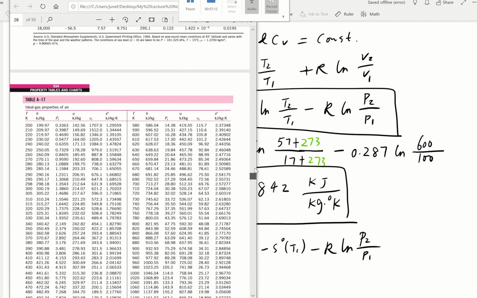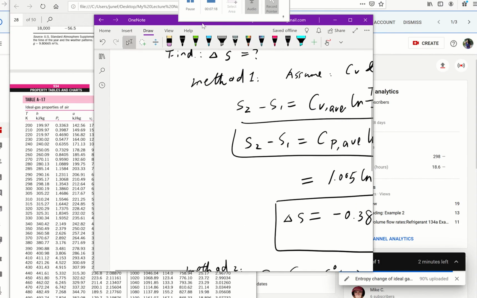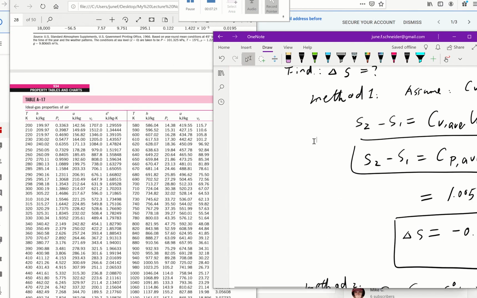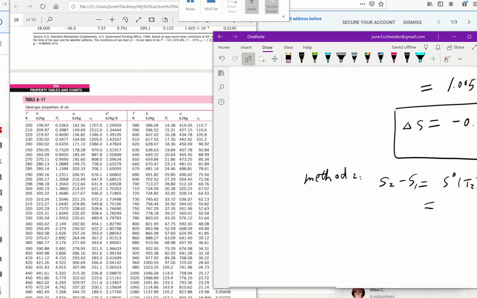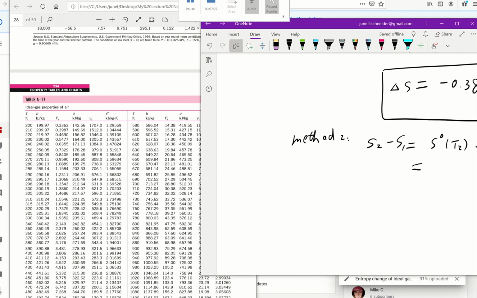And we have two temperatures, right? First temperature is T1. T1 is 17 degrees Celsius, and that will give us about 290 Kelvin. And T2 is 57 degrees Celsius, then we add 273, and that will give us 330 Kelvin, right? So those are the two temperatures.